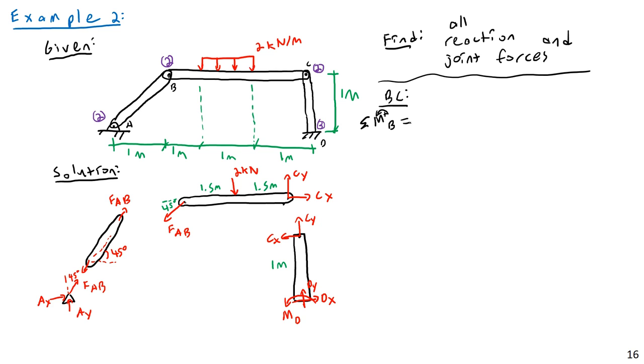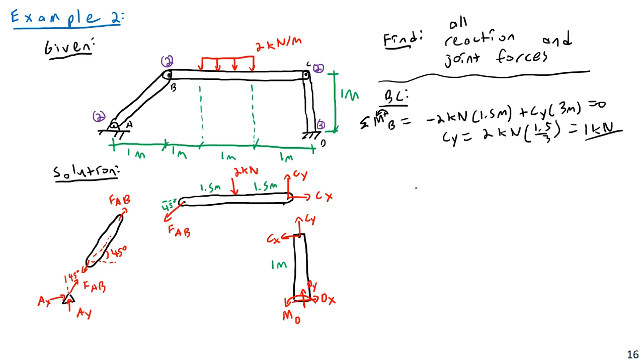So the summation of moments about joint B: I'll have negative 2 kilonewtons, a negative moment about joint B, because again, that is a clockwise rotation, negative 2 kilonewtons times a moment arm length of 1.5 meters, and then plus CY times a moment arm length of 3 meters, and this equals 0. And so then CY is equal to 2 kilonewtons times 1.5 over 3, which is just equal to 1 kilonewton. CY is just equal to 1 kilonewton. So we have our first force. We now know CY, and the direction is correct, is 1 kilonewton.